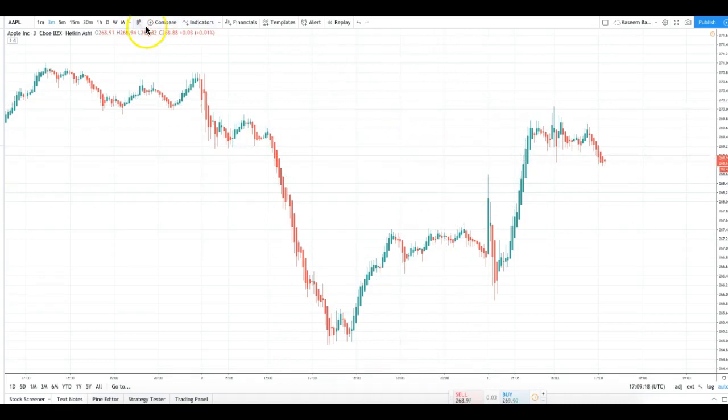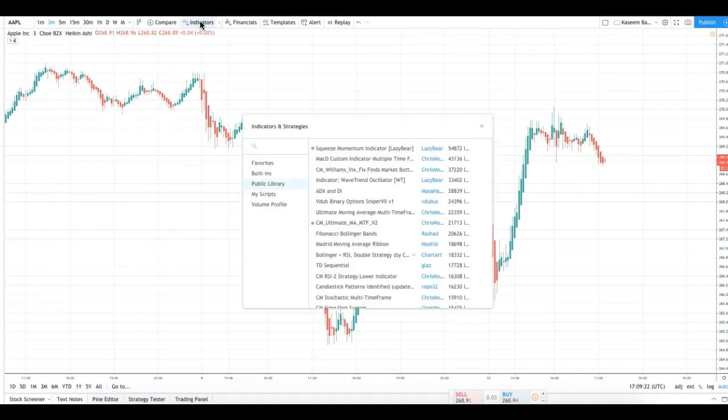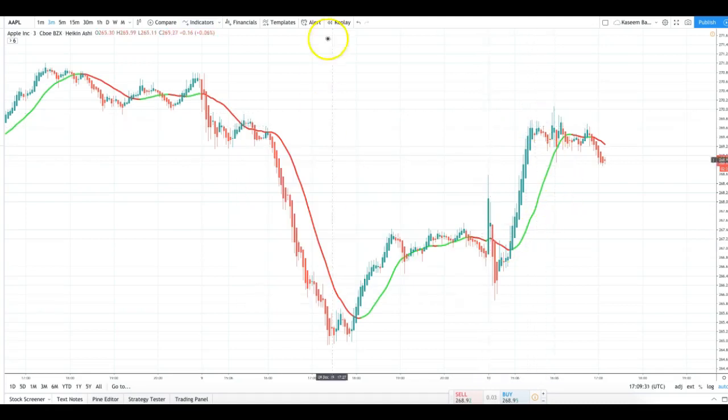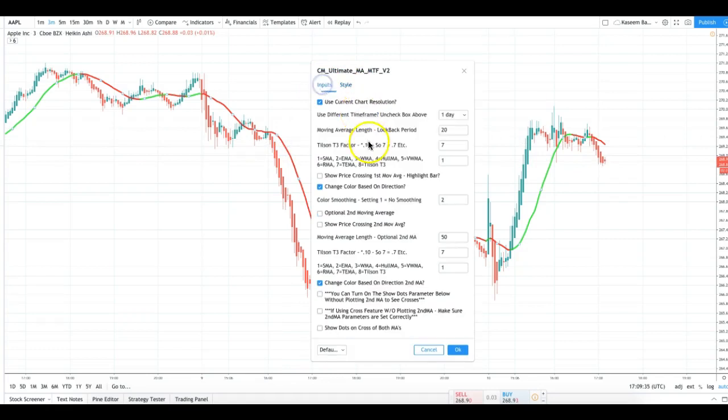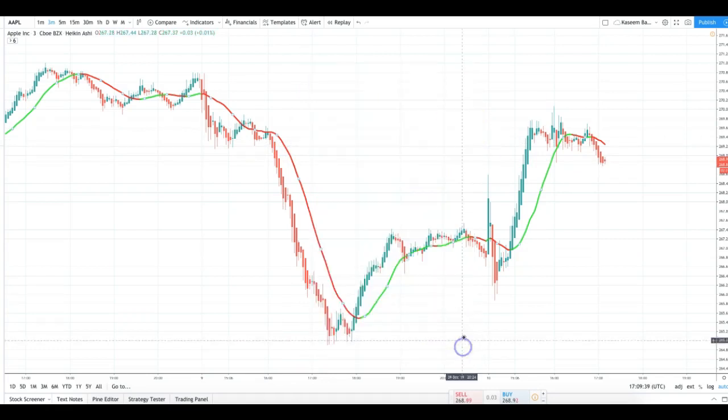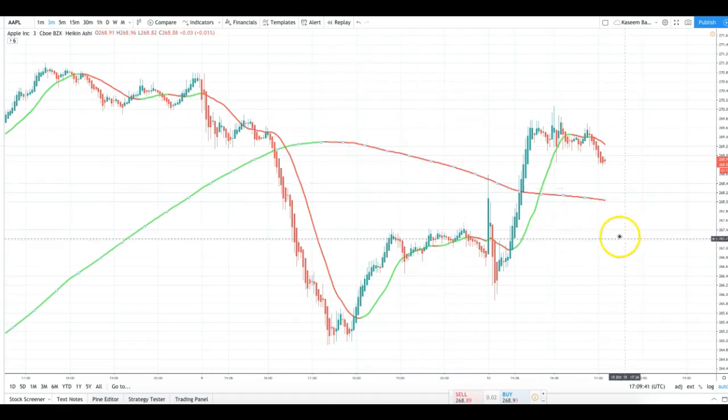I use the 200 moving average, and the way you get that is by clicking here and going on CM right here, and you click on it twice. Once you click on it twice, it shows up here. You click here and you just change this to 200, and you get both, right?